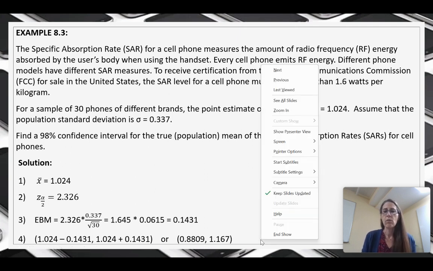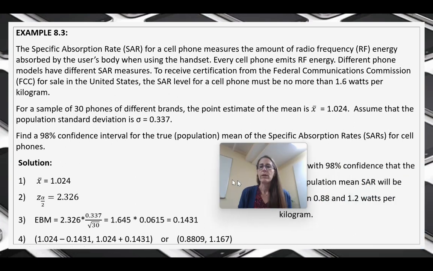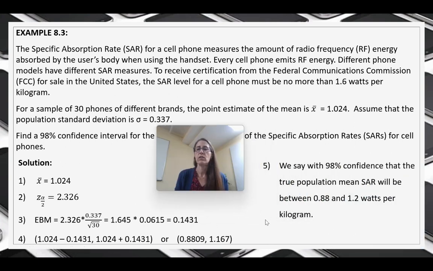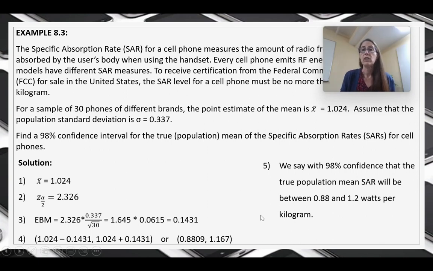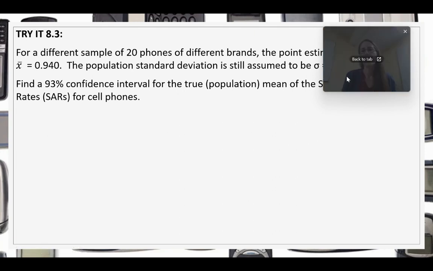So what we say now is that we can say with 98% confidence, the true population mean SAR will be between 0.88 and 1.2 watts per kilogram. So I stated the confidence level, the population parameter being estimated, the confidence interval using the appropriate units. So this is a challenging topic, but if you go step by step slowly, you can get the answer. You just have to make sure that you take it slowly and go in order.